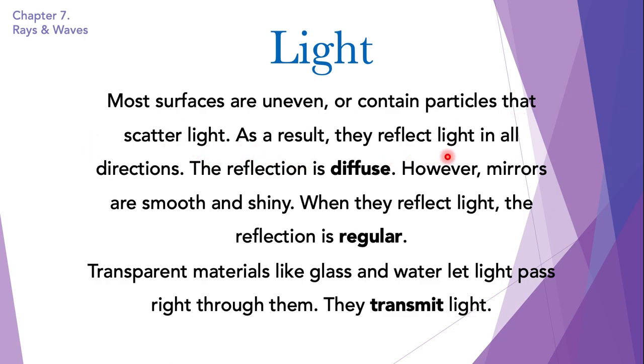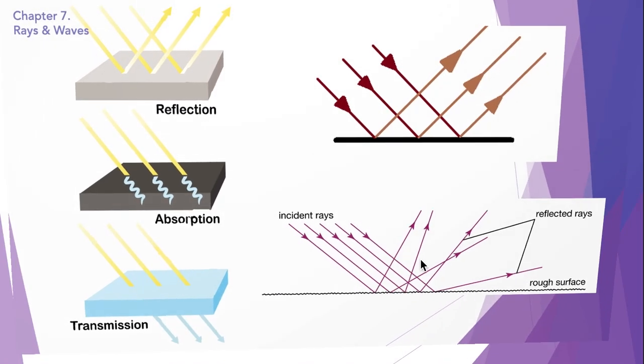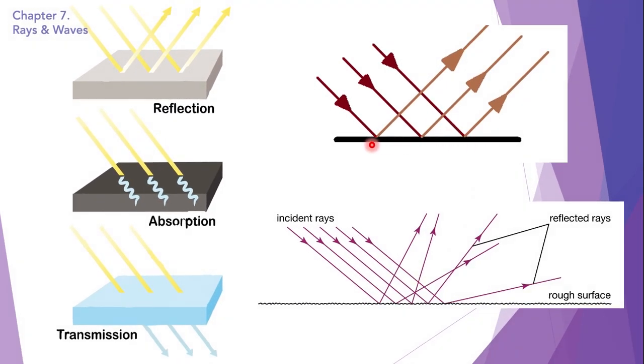As a result, they reflect light in all directions, which means that the reflection is diffuse. However, mirrors are smooth and shiny, so when they reflect light, the reflection is regular. This is what we mean here. This is a mirror, as you can see, it is a smooth surface. So the reflection is regular. It is at the same angle but in the opposite direction and the rays are straight. But over here, we have a rough surface. And so when incident rays strike on them, the reflected rays act in all directions. So this reflection is diffuse and this reflection is regular.